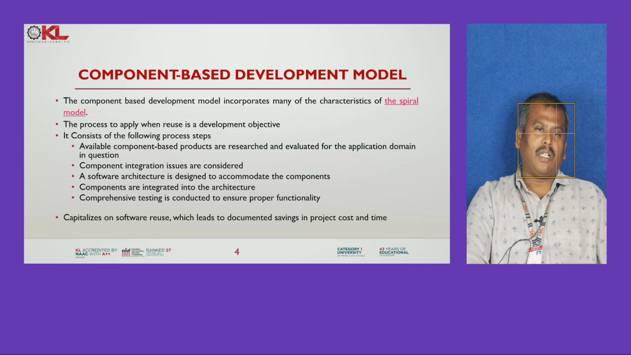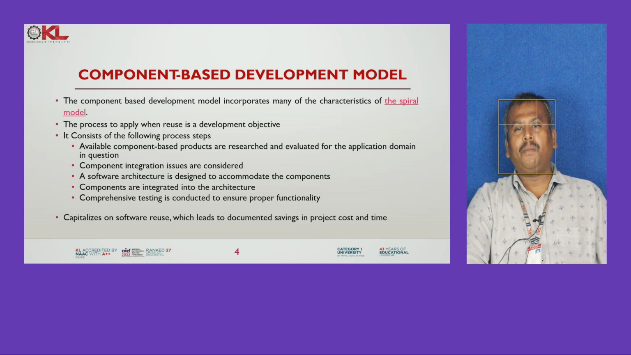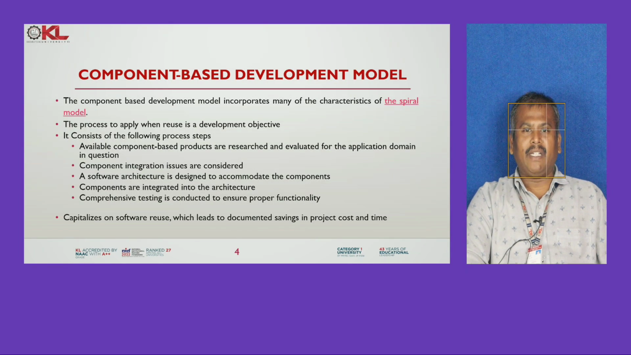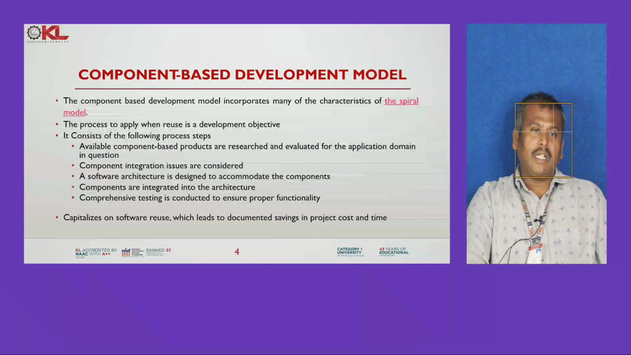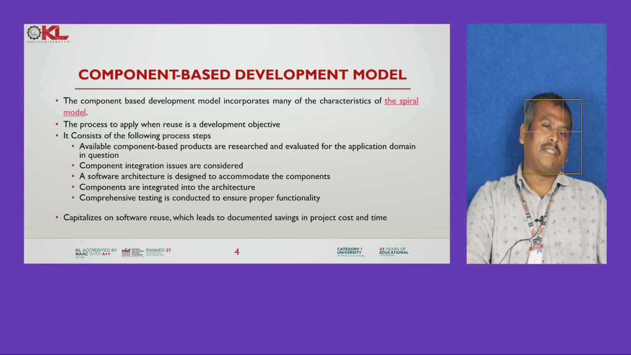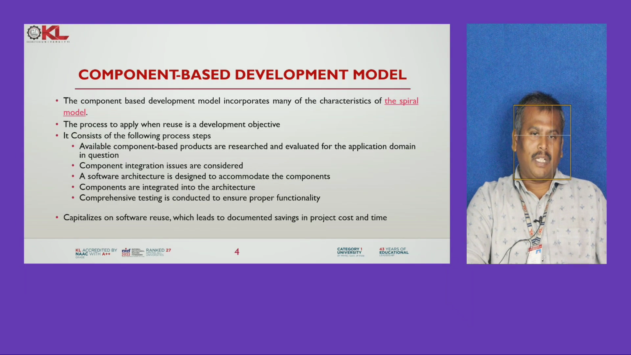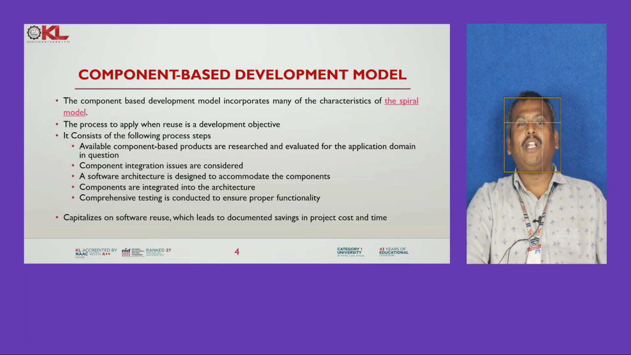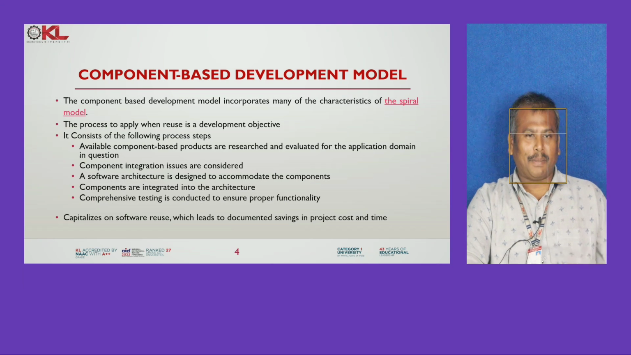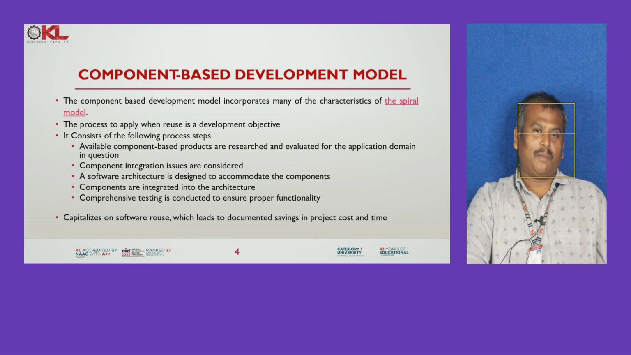Let us see the first model, which is called the component based development model. Here in the component model, it is almost having the characteristics of spiral model. Then what is the speciality that is present in the component based development model? The speciality is that the objective is reusability. Reusability of the model or the phase is going to be present in the component based development model. So this is the speciality that is present in the component based development model.